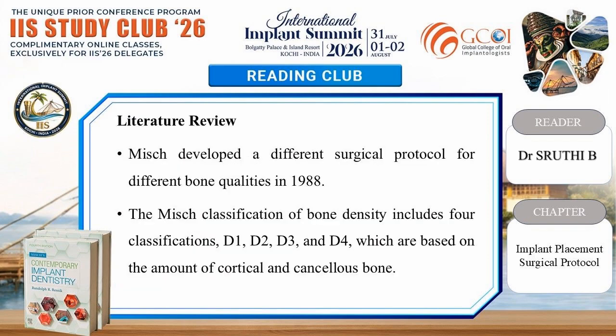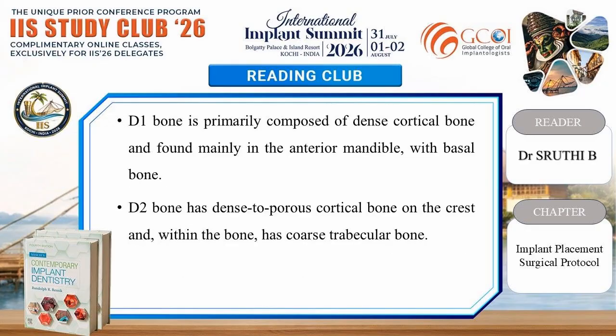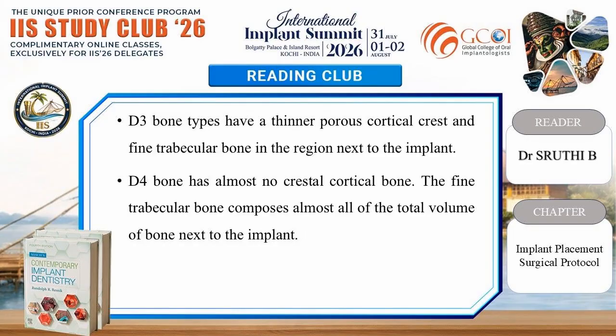Misch developed a different surgical protocol for different bone qualities in 1988. The Misch classification of bone density includes 4 classifications: D1, D2, D3 and D4, which are based on the amount of cortical and cancellous bone. D1 bone is primarily composed of dense cortical bone and found mainly in the anterior mandible with basal bone. D2 bone has dense to porous cortical bone on the crest and within the bone has coarse trabecular bone. D3 bone types have a thinner porous cortical crest and fine trabecular bone in the region next to the implant.